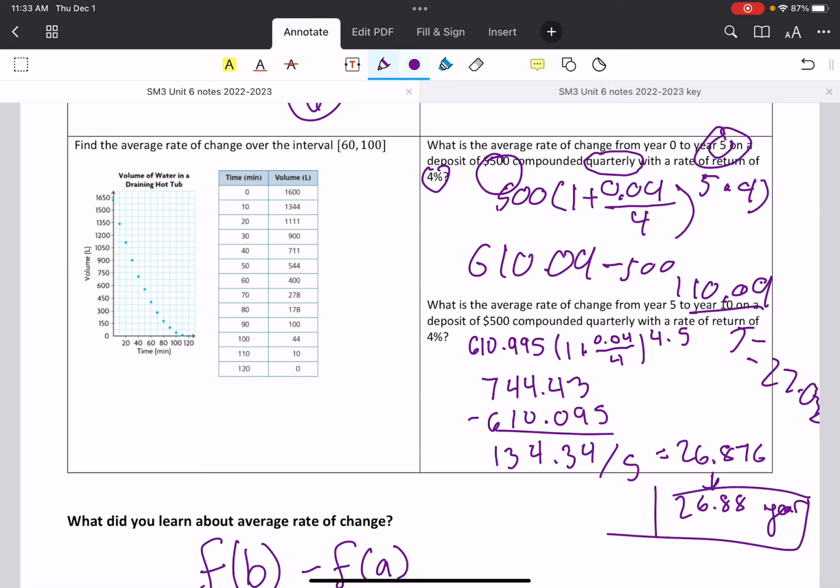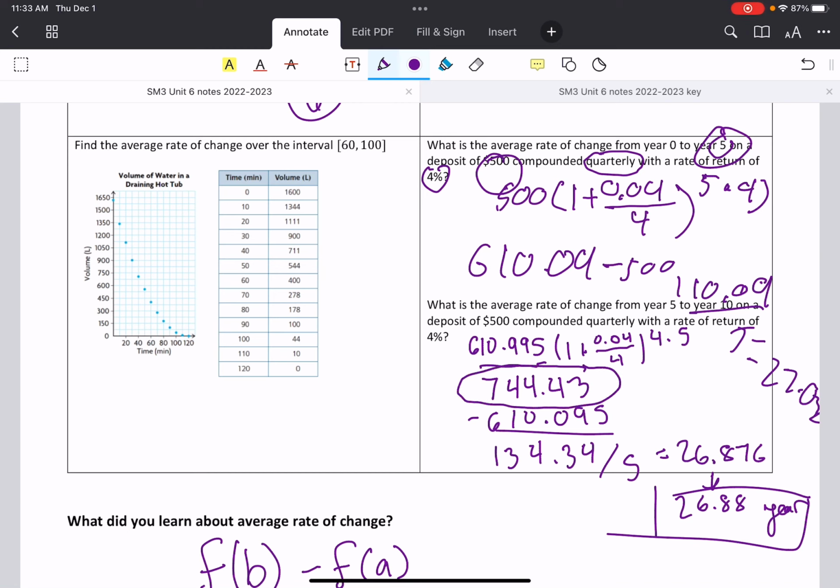Okay, so on this one, this is going to be a little bit confusing, but we're not starting with 500 this time because we're starting from year 5, which was where we got the 610.995. So instead of using 500 right there, we're going to use this number right here, and then it's by the same rate. So we plug it in again, and we get this number, right?